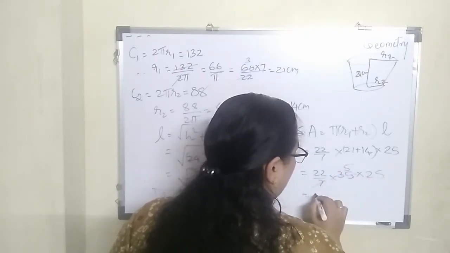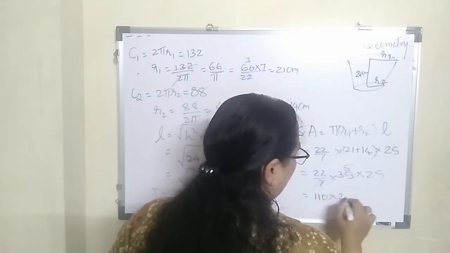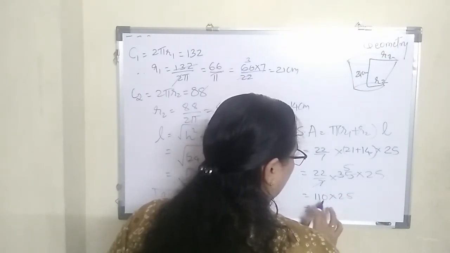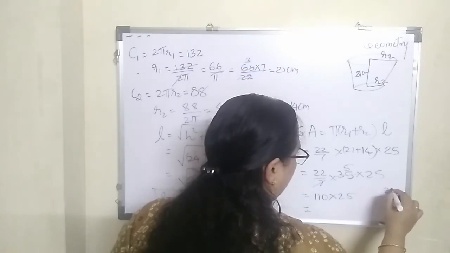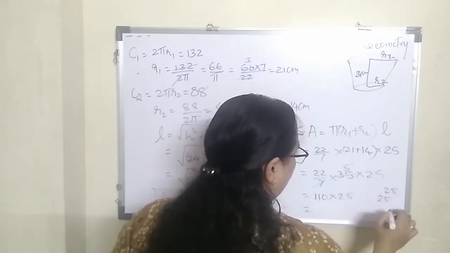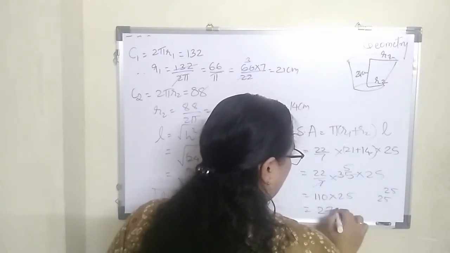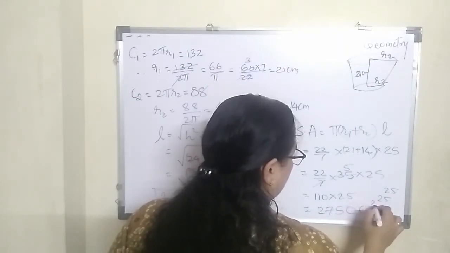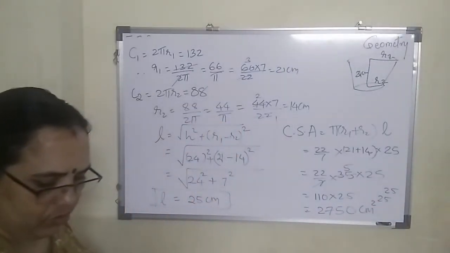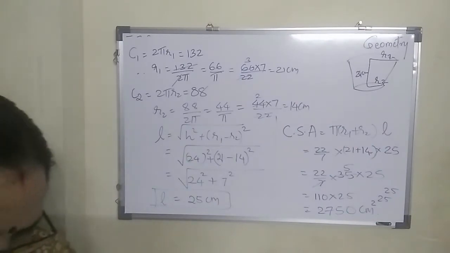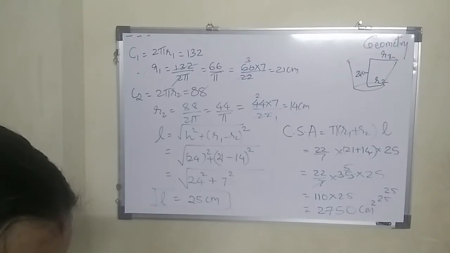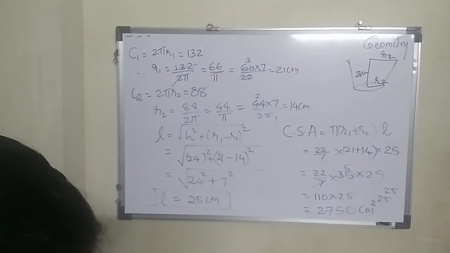22 fives is 110, into 25. You get 225, and 25 multiply, you get 275 centimeter square. So this is the answer. Okay, so with that we finish 7.2, and after 7.2 my portion part is over.